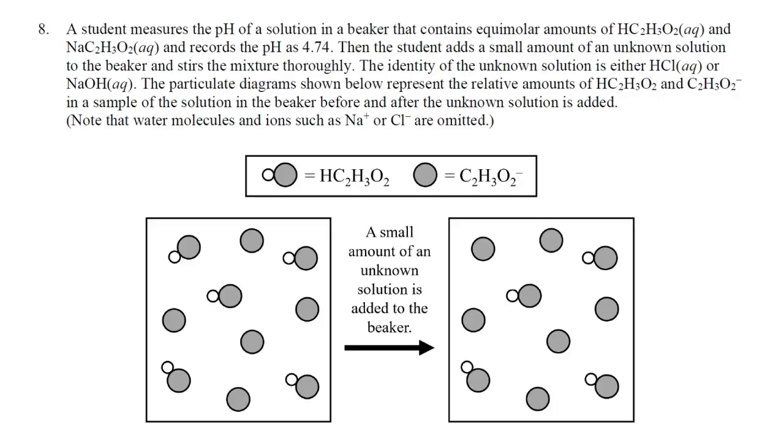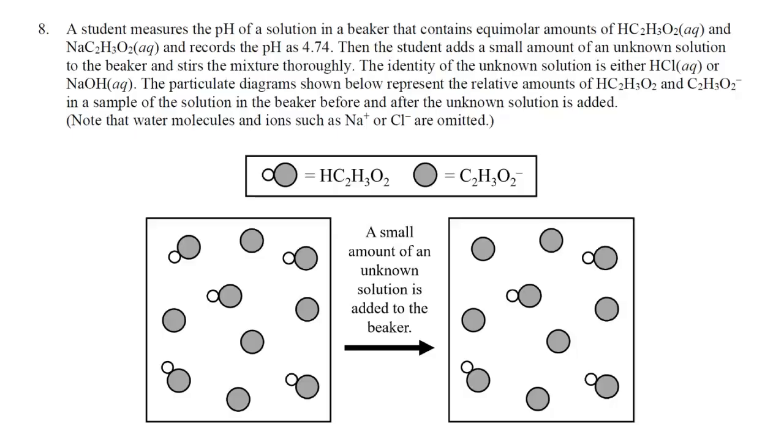In question 8, we can see two different particulate diagrams, and we're given the following information. This also will involve a buffer solution. It says, a student measures the pH of a solution in a beaker that contains equimolar amounts of HC2H3O2, that's acetic acid, that's a weak acid, and NaC2H3O2, that is sodium acetate, that's the conjugate base of acetic acid, and records the pH as 4.74. So that is a buffer solution, equimolar amounts of a weak acid and its conjugate base.